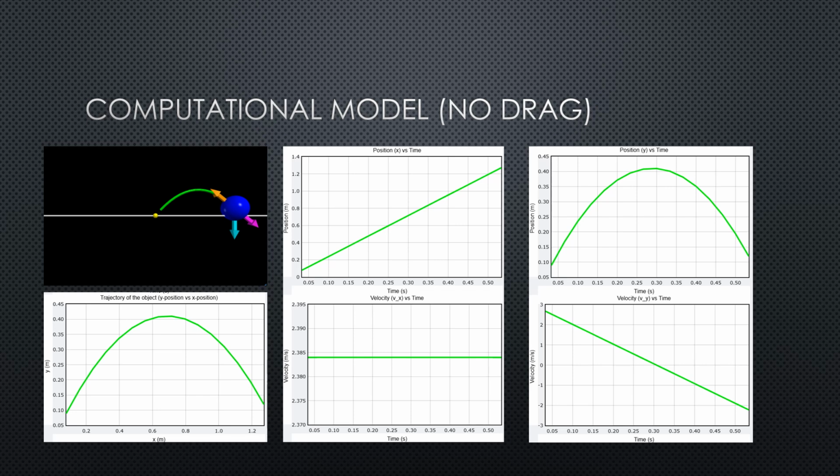And this is the computational model that doesn't include drag. The key differences are that the ball travels further in the x direction, the x velocity doesn't change, and the y velocity is affected by constant gravity. Also, the ball doesn't quite make it to the ground in the same time as it did when accounting for drag.